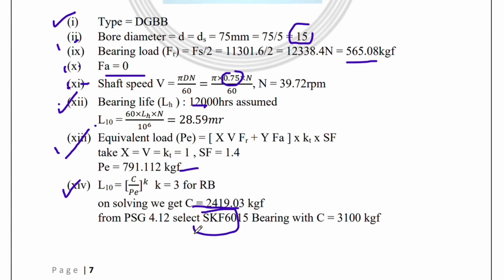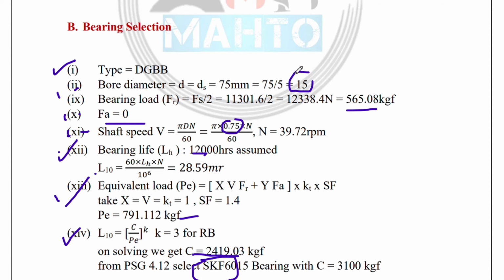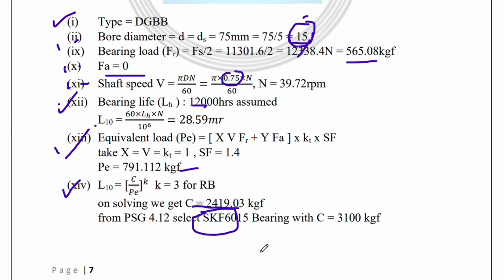Okay, this series we will select, SKF60, and this 15 indicates the bearing number which we found here. Okay, 15 is the bearing number which we already found. So put this 15 and there itself we will get the dynamic capacity, which is 3100 kgf.